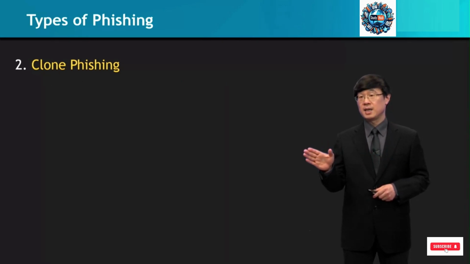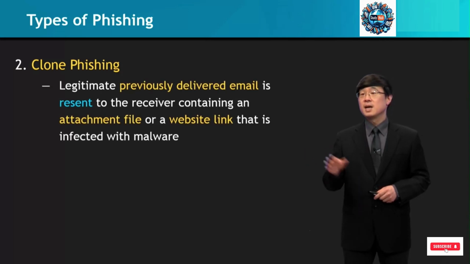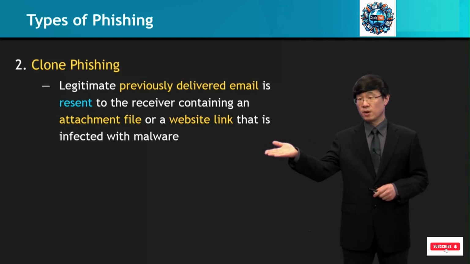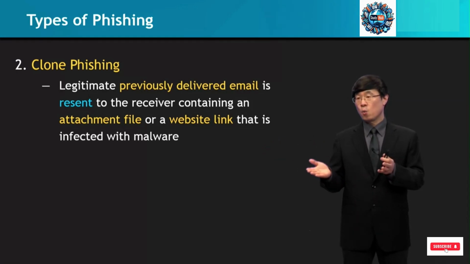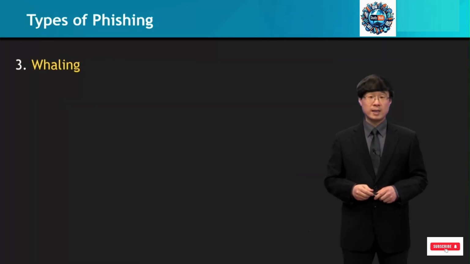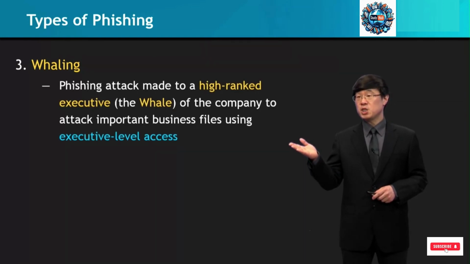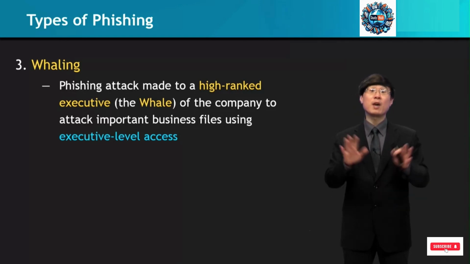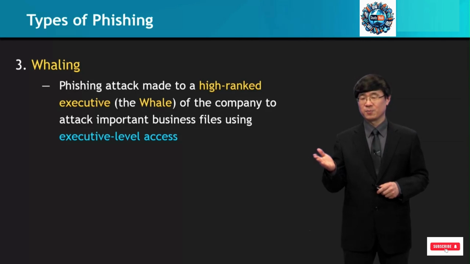The second type is clone phishing. Here, a legitimate previously delivered email is resent to the receiver containing an attachment file or a website link that is infected with malware. It fools the receiver as if it is an update or a replied email. Then there's whaling. Now, this is a phishing attack made on a high-ranked executive of the company to attack important business files using executive-level access. Because this is a big fish, this is why we call it whaling.